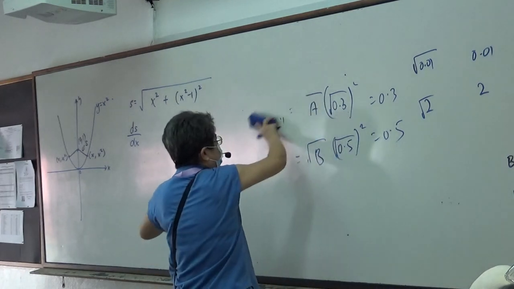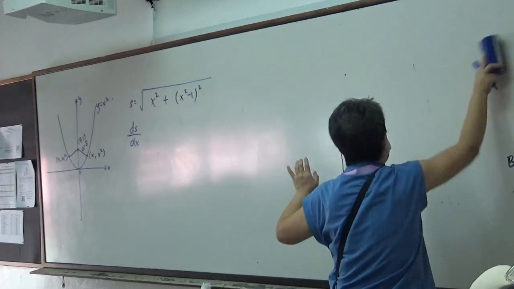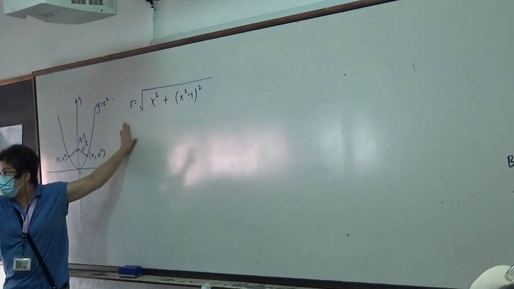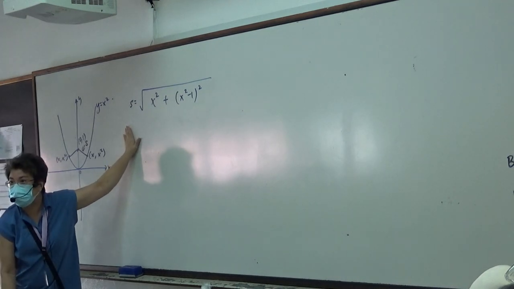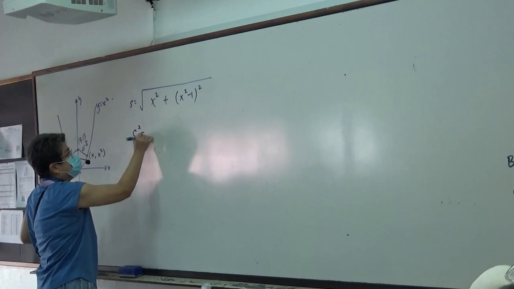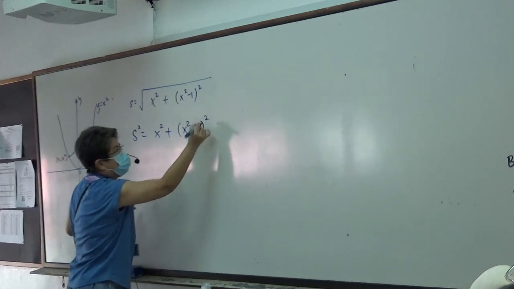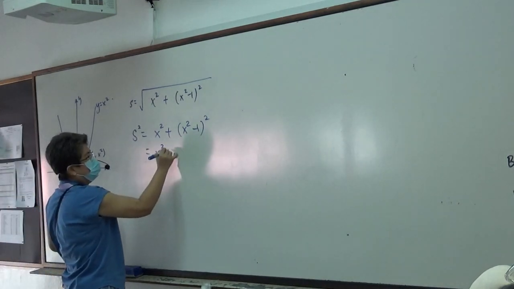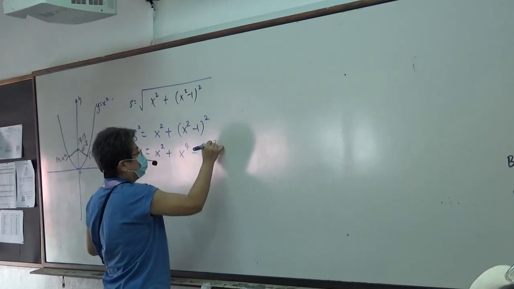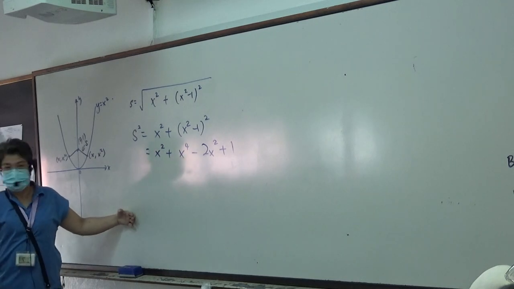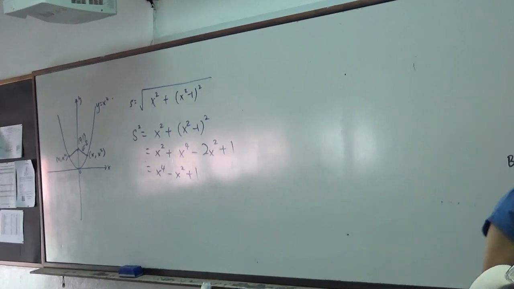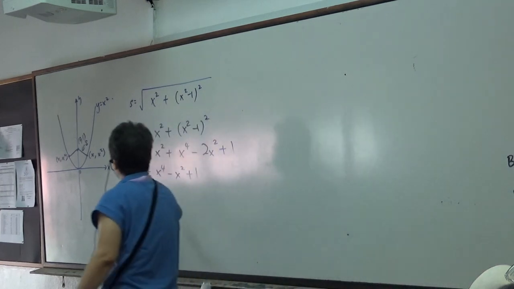Now, what the textbook did is this. They want to get rid of the square root sign. You all agree that if s is the smallest, s squared will also be the smallest, right? Just now I proved to you already. So, what is s squared? It will just be this, right? Agree, class? Okay, so I will have x to the 4th minus x squared plus 1. Am I right? Correct?